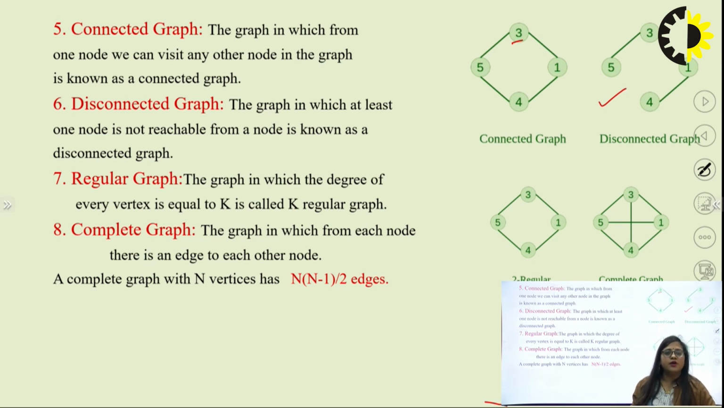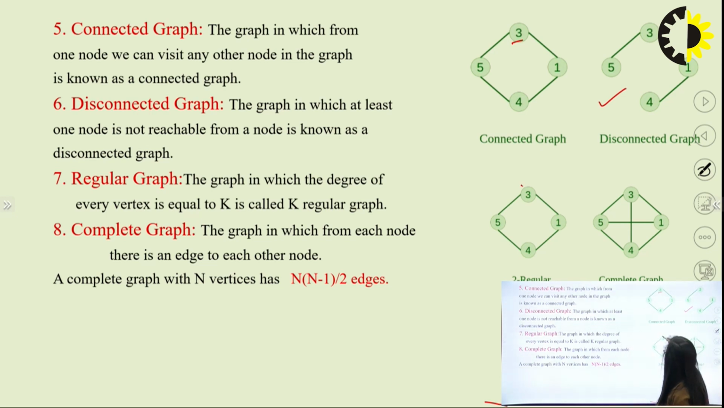Next one is regular graph. Regular graph means each node has the same degree. So first of all, let me explain what the degree of a graph is. Degree means how many edges are connected to a vertex.